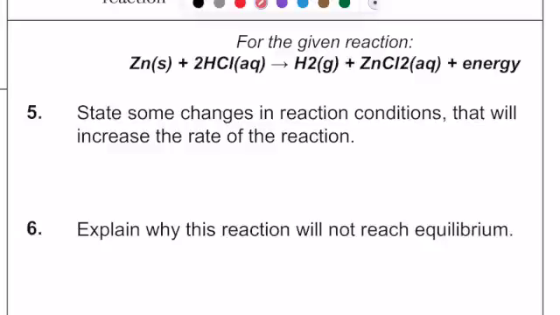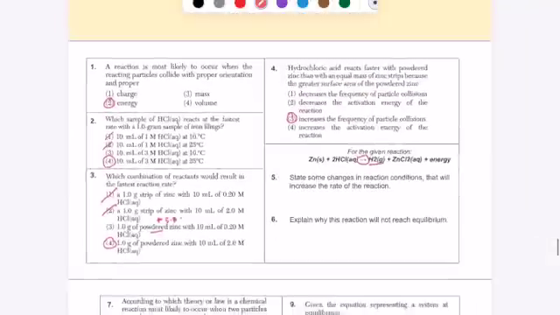Explain why this reaction will not reach equilibrium. The reason why this is not going to reach equilibrium is because we only see a single arrow. That means because we are producing this hydrogen gas, when the hydrogen gas escapes, we will not have the reactants to do the reverse reaction. So you can say that the hydrogen gas can escape and there will be no reverse reaction.